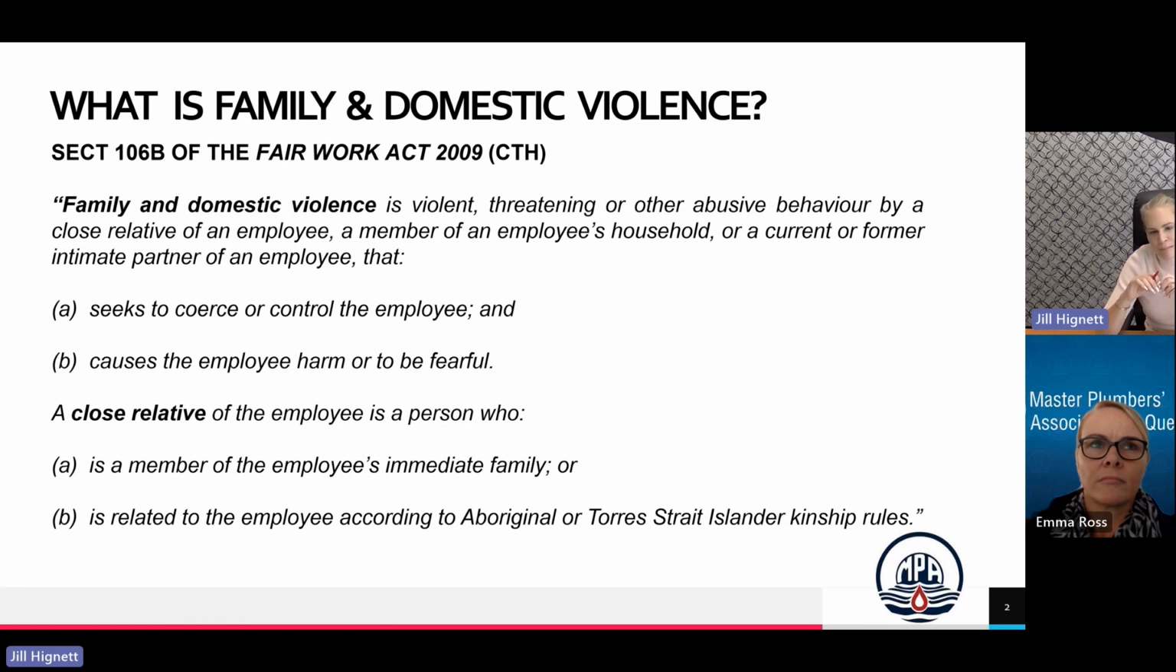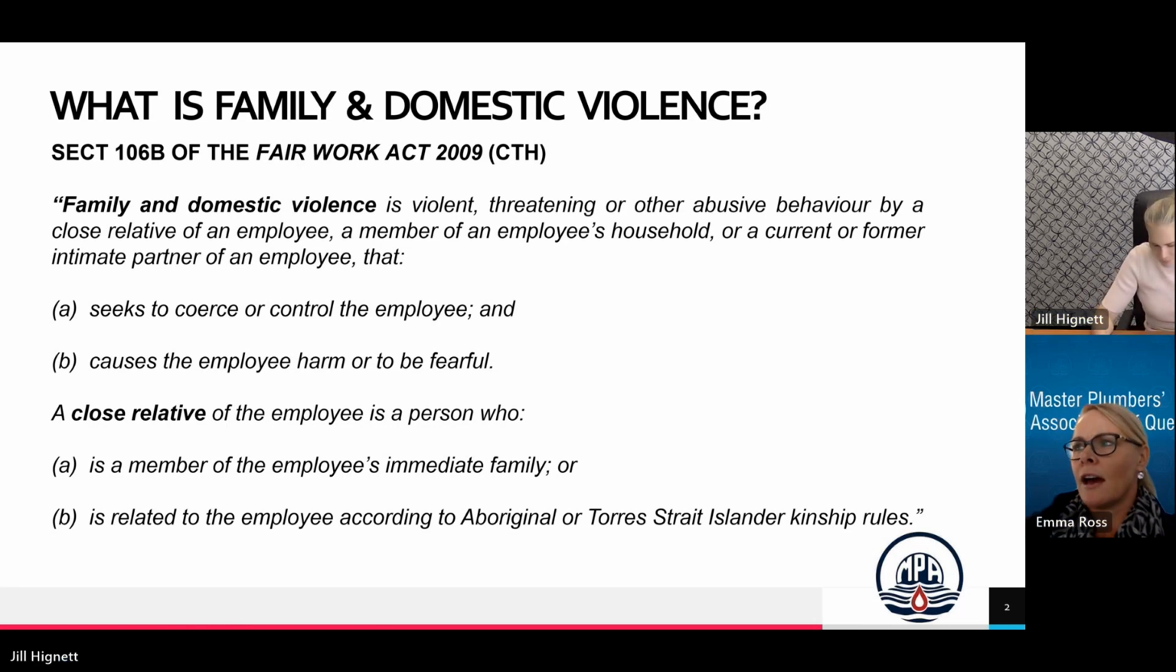So, but it is a new concept on its standalone. Family and domestic violence has always sat as a matter relevant to asking for a flexible work arrangement, but it's always been on an unpaid basis if it was taken. So this is sort of bringing it in line to be paid by the employer in those specific circumstances.